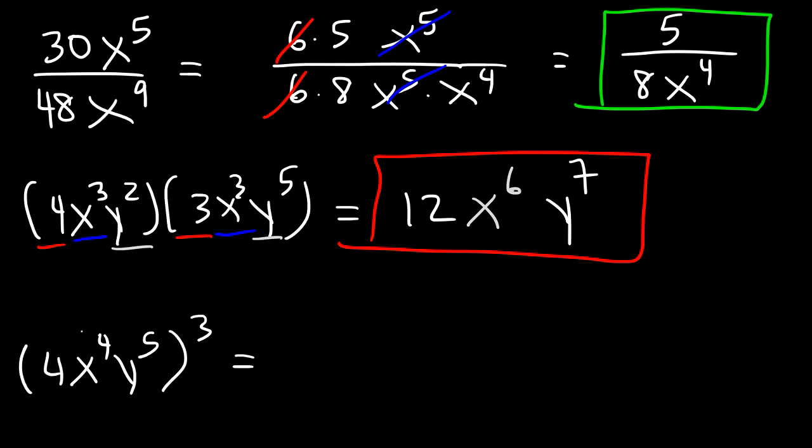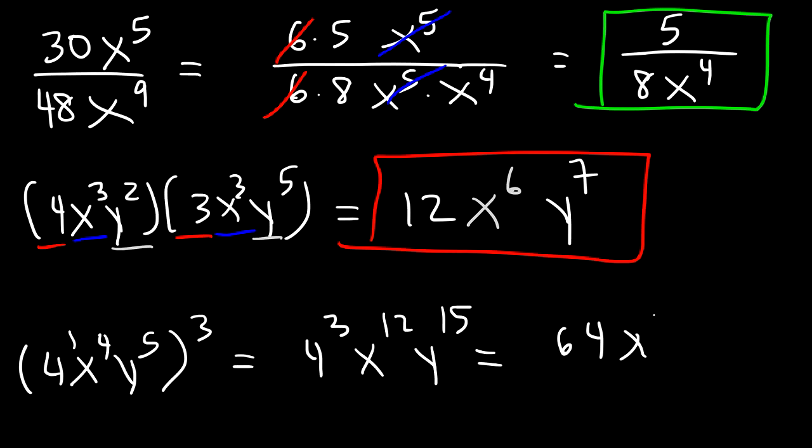Now for the last example, I need to multiply every exponent by 3. So 1 times 3 is 3, 4 times 3 is 12, 5 times 3 is 15. 4 to the 3rd is 4 times 4 times 4. 4 times 4 is 16, 16 times 4 is 64. So the solution is 64x to the 12th power times y to the 15th power.